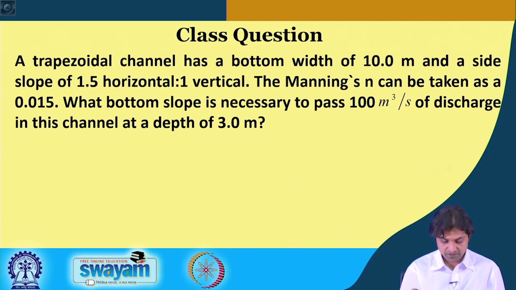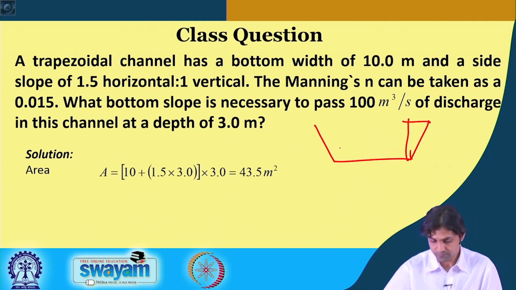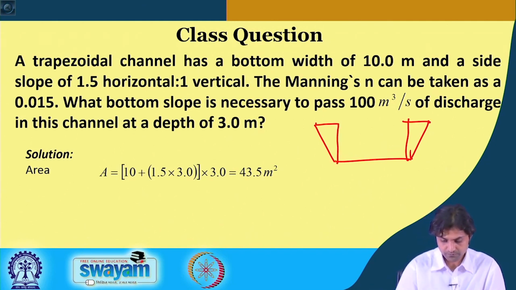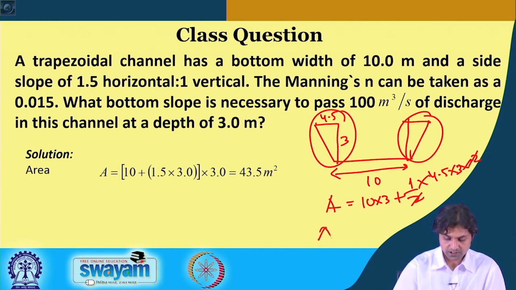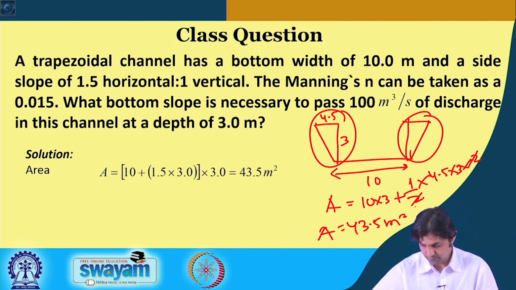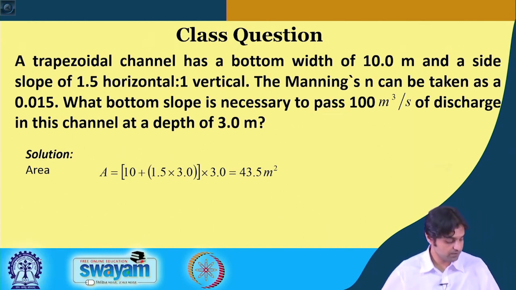So, a trapezoidal channel, very simple. This is 10, this is 3, this is 4.5. So, area is 10 into 3 plus half base 4.5 into 3 for this one, and plus the same for this one, into 2. So, area is going to be 43.5 meter square. So, what is given is correct.